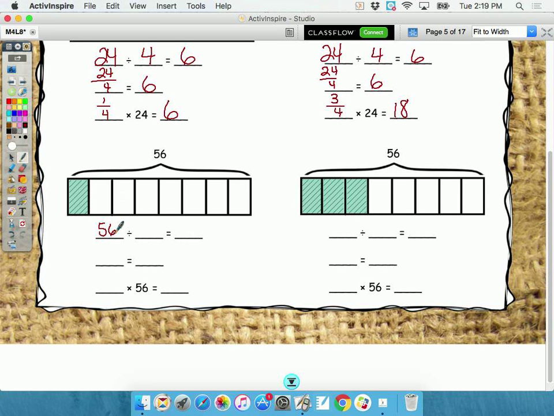56 divided by 8 equals... 56 eighths equals, do I have a denominator? What is it? 8. How many are shaded? Okay. 56 divided by 8 equals 7. First part of this is the same. How many are shaded this time? 3. 3 what? 8. And 3 eighths. 21. 3 times 7 is 21. That's correct.